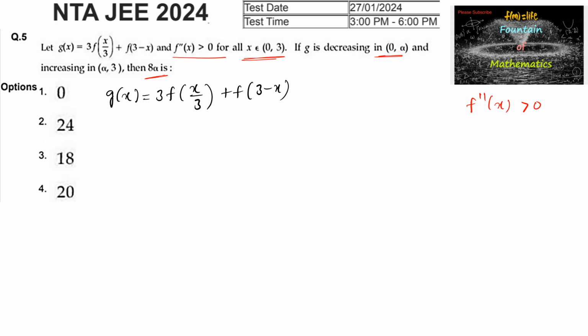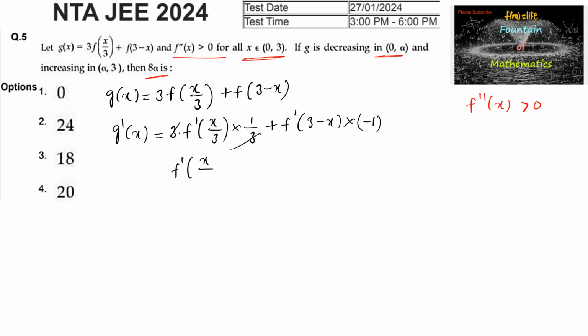So let's differentiate this function. g dash of x is equal to 3 times f dash of x by 3 into differentiation of x by 3, which is 1 by 3, plus differentiation of f of 3 minus x, which is f dash of 3 minus x into differentiation of 3 minus x, which is minus 1. So we can write it as f dash of x by 3 minus f dash of 3 minus x. This is g dash of x.